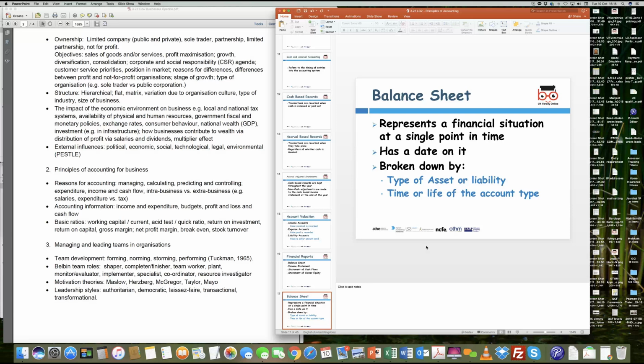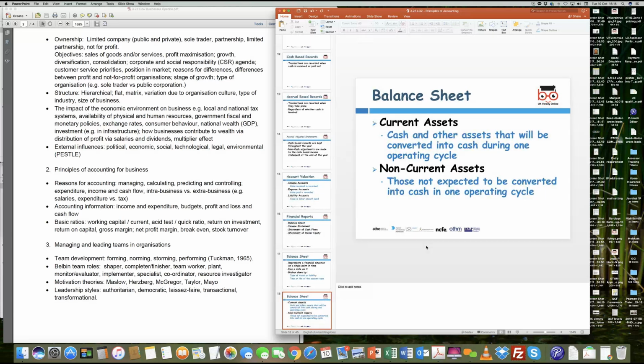And this statement presents the assets and liabilities of that company at any given point in time. Now, a balance sheet normally has assets and liabilities, but sometimes you classify these assets as current assets and also as non-current assets. Now, what are current assets? Current assets are cash or other assets that will be converted into cash during an operating cycle.